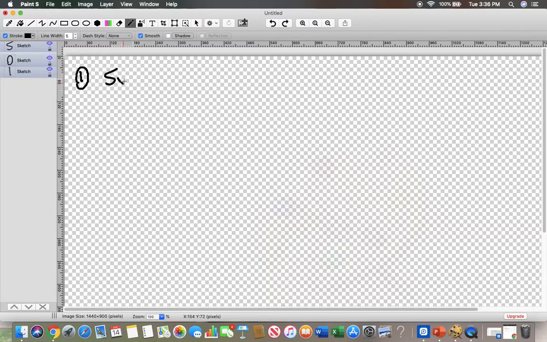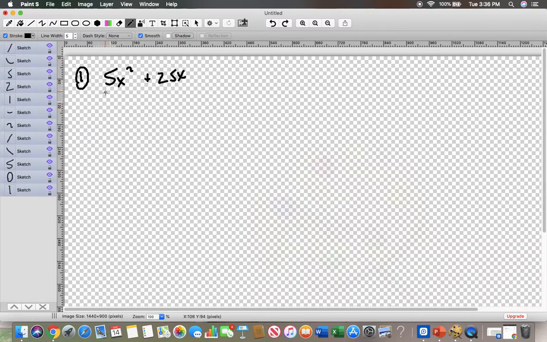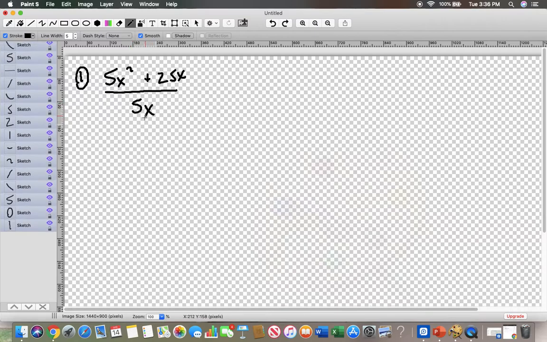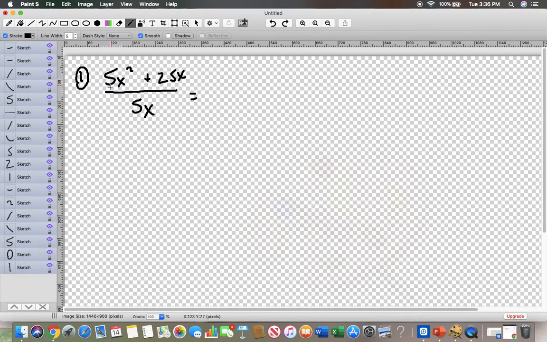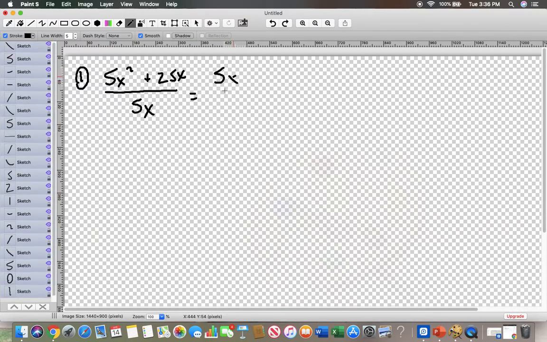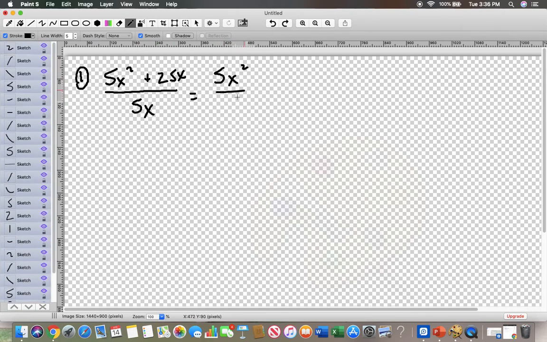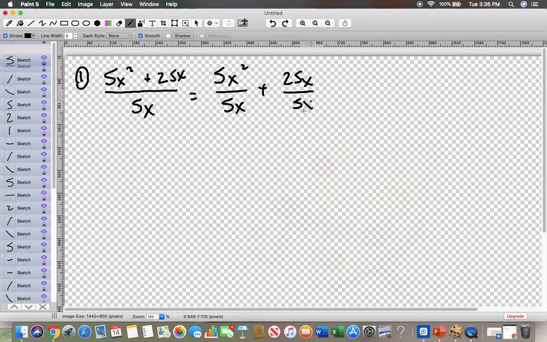So we've got 5x squared plus 25x, and we're going to divide it by 5x. So I'm going to go ahead and just put it all over 5x. Well, remember, when we're dividing a polynomial by a monomial, I have to divide each term in the numerator by the denominator. So I'm going to split it up just like this.